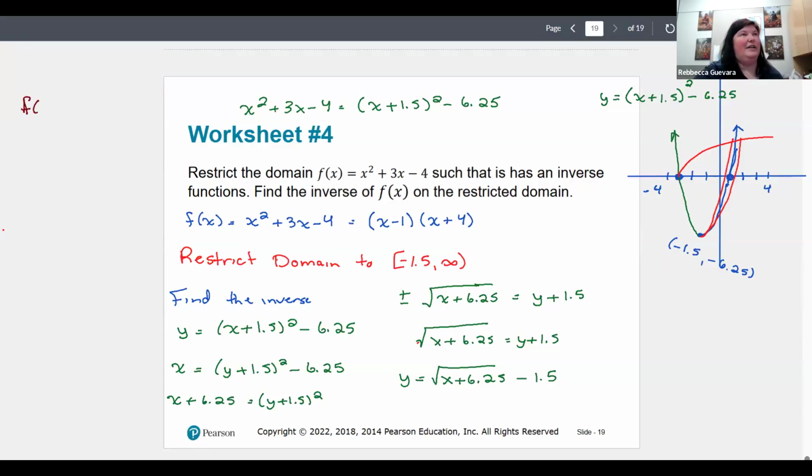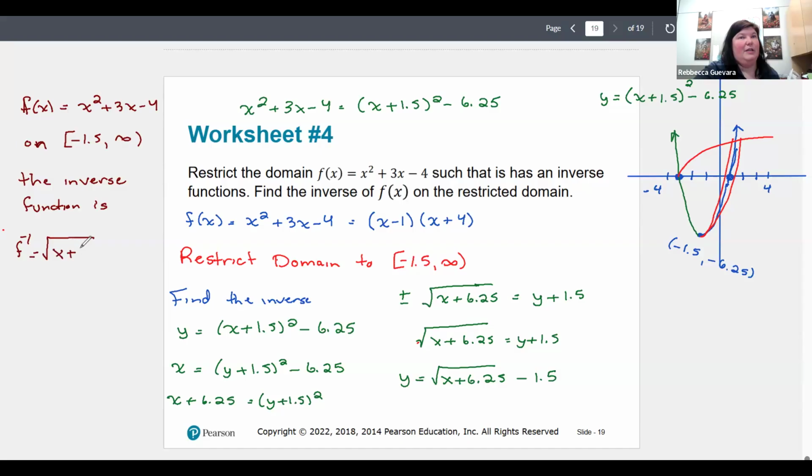So if we have f(x), which is equal to x squared plus 3x minus 4 on the interval from negative 1.5 to infinity, the inverse function is going to be f inverse of x equals the square root of x plus 6.25, minus 1.5.